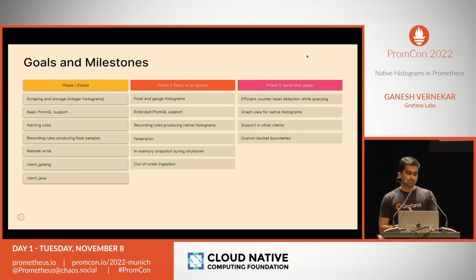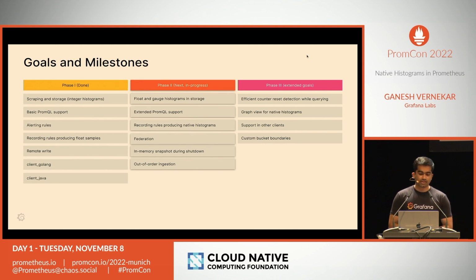And remote write is supported for these native histograms, but I think remote storages have to catch up on this development first. Right now, client Golang supports it, and client Java has a separate branch called sparse histogram because supporting this breaks quite a few things. So if you want to try it in Java, you can go to the sparse histogram branch in the client Java repo. So phase two, the thing that we are working on right now: we first want to add support for float and gauge histograms.